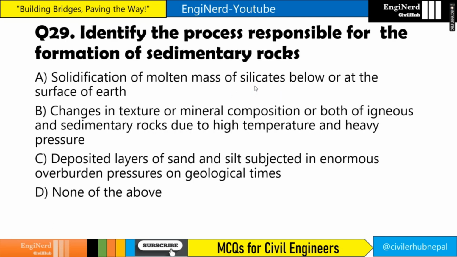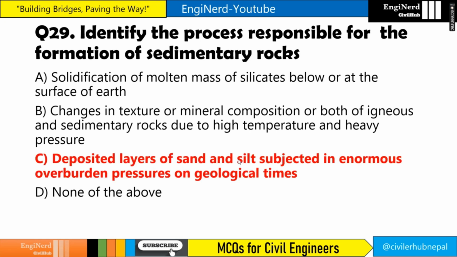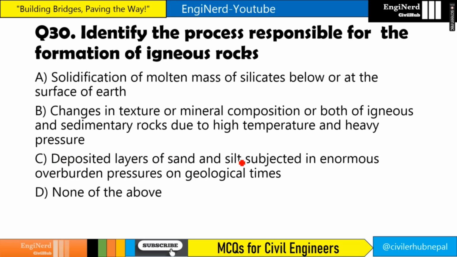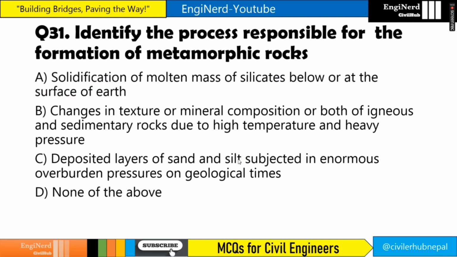Identify the process responsible for the formation of sedimentary rocks. For the sedimentary rock, it has to deposit, right, in layers. So deposited layers of sand, this is the answer. Option number C is the answer. Identify the process responsible for the formation of igneous rocks. For the igneous rock, the molten mass should be solidified, right? So the first one is the answer, solidification of molten mass of silicates below or at the surface of the earth. Option A is the answer.